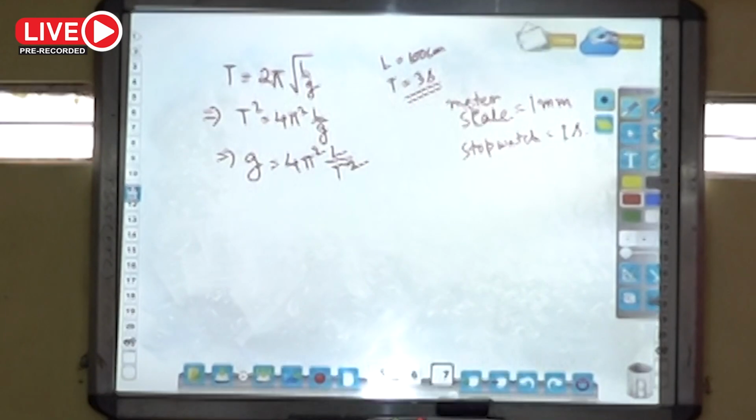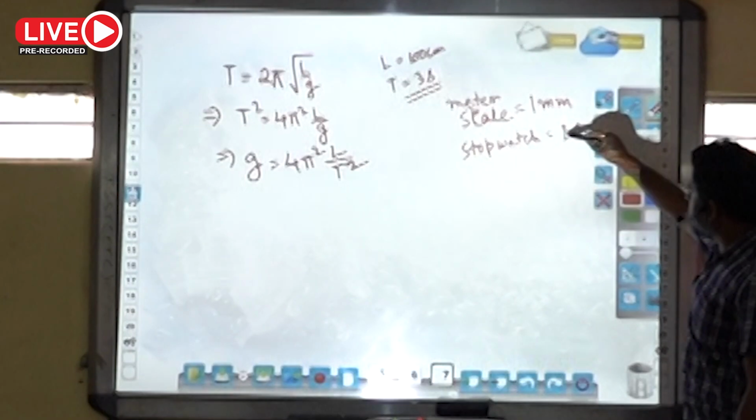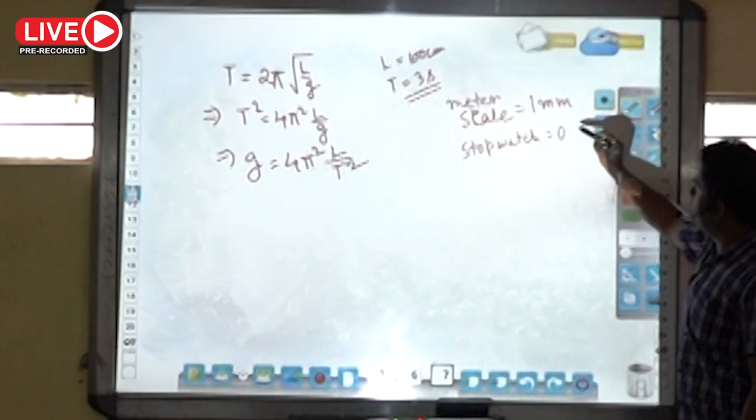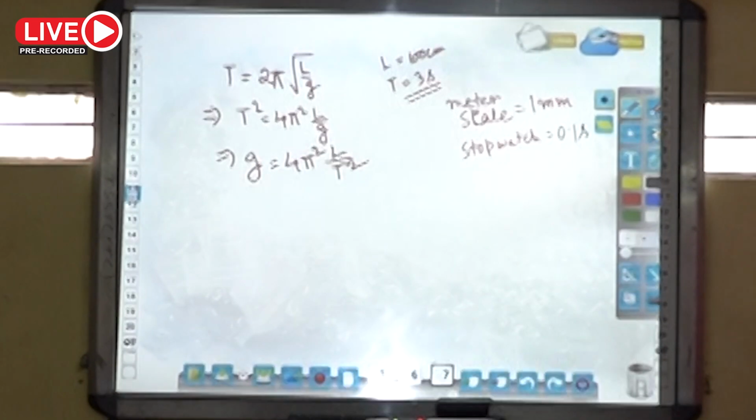Even if some digital stopwatch is given, then it can measure 1/10 of a second. Suppose a digital stopwatch is given, such that results will be better. In that case, it will be 0.1 second. Up to this it can measure 0.1 second. Now with this precision, if you measure g, what will be the maximum proportional error?